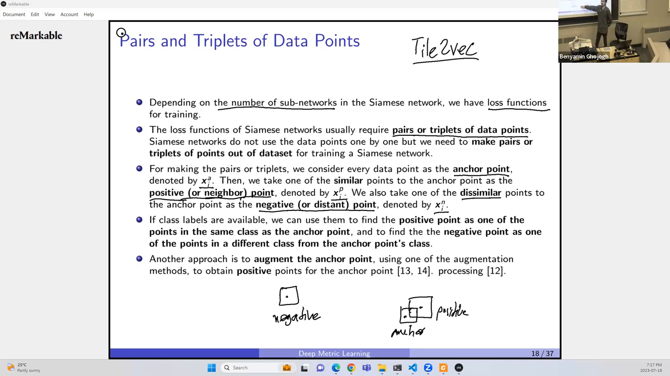We did that for histopathology images. We used the idea of tile2vec. And what did we do? We wanted to learn some embedding space for the histopathology patches. So we took this idea exactly. We took a patch of a histopathology image. We also took a nearby tile as positive and something away from it as a negative.